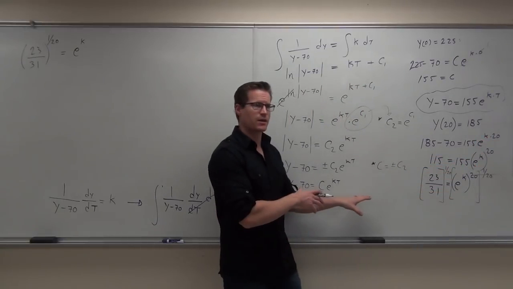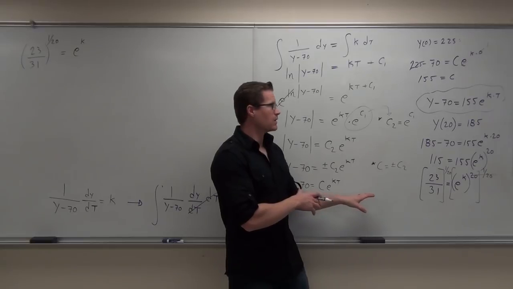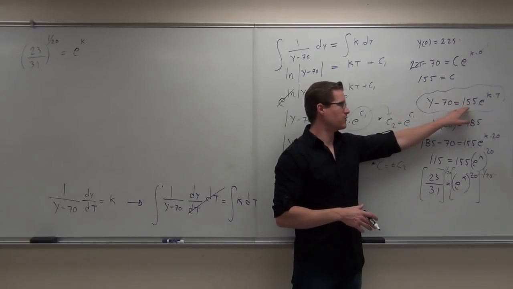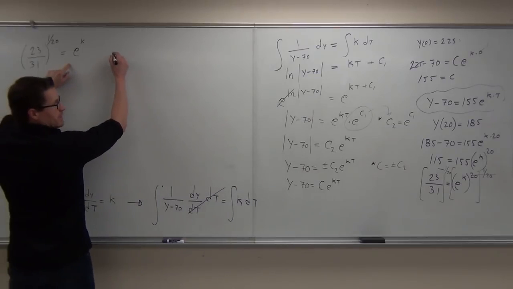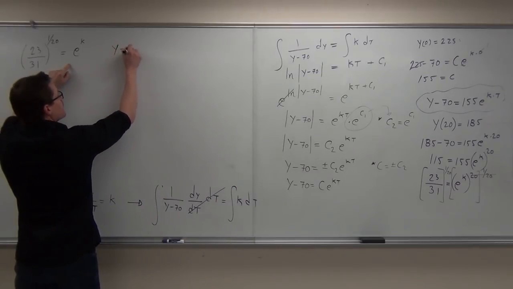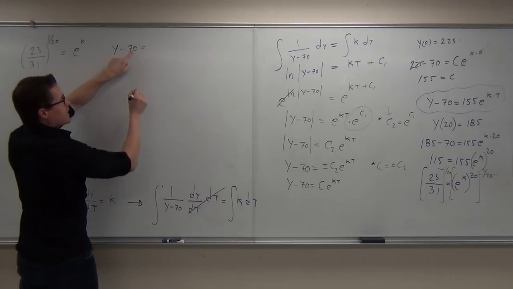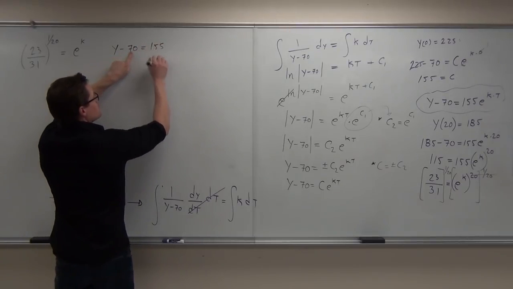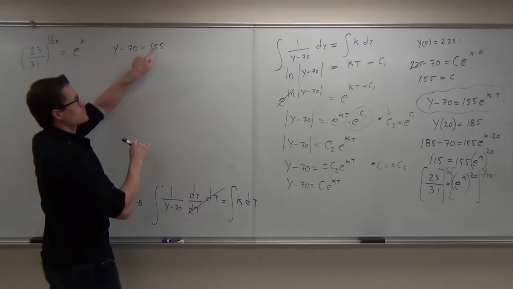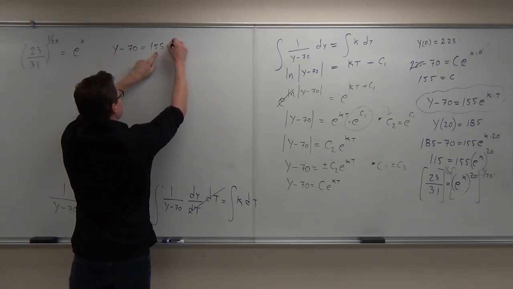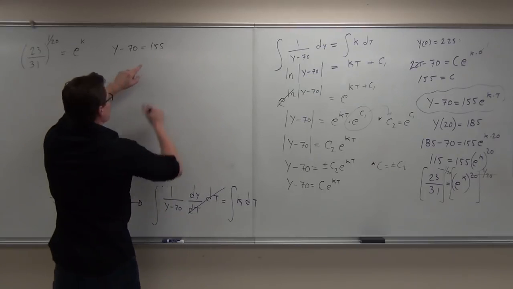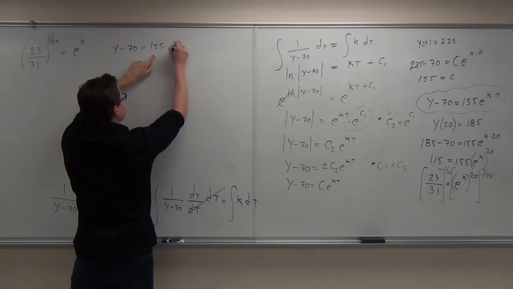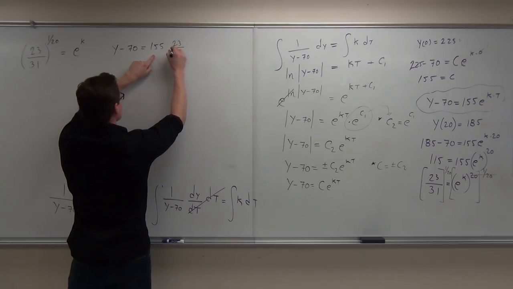So general worked for anything in my house. Particular said anything in my house taken out of the oven at 225 degrees. The one we're about to make says anything taken out of the oven at 225 degrees in my house, and now this last one says, and fits this scenario where after 20 minutes, it's 185 degrees.